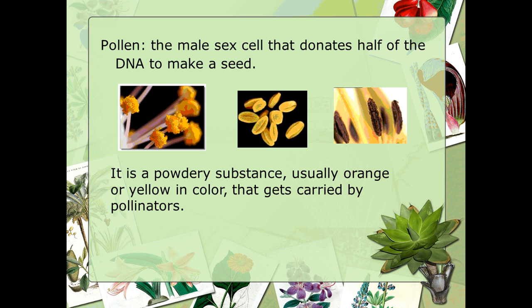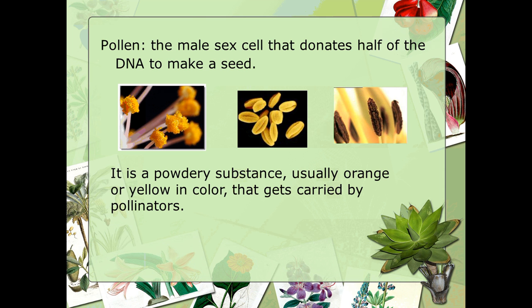Pollen, that wonderful yellow stuff that makes our eyes water, our nose itch, sneeze, itchiness, just all around great fun. Well, it actually has a purpose. It is the male sex cell that donates half of the DNA that we need to make a seed. It's that powdery substance, usually orange or yellow, and it gets carried by pollinators.